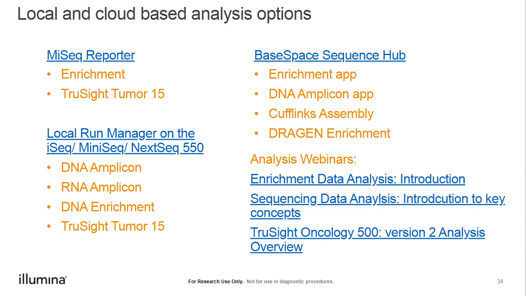Cloud-based options include BaseSpace Sequencing Hub, where we have a lot of enrichment apps or DNA Amplicon apps. We can do Cufflinks assembly for RNA projects, and then we have our very popular DRAGEN Enrichment app as well. And if you want more information about analysis options, I highly recommend checking out our enrichment data analysis introduction webinar, and a couple of other analysis webinars linked here.